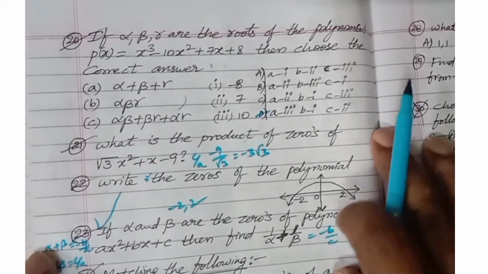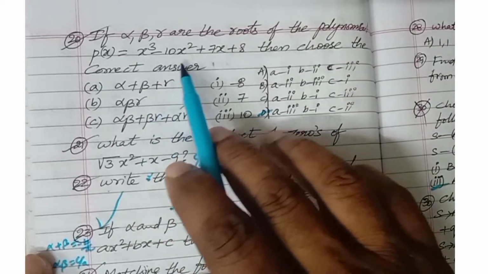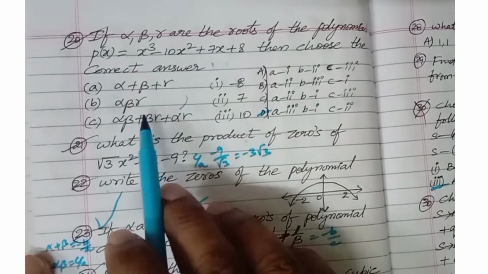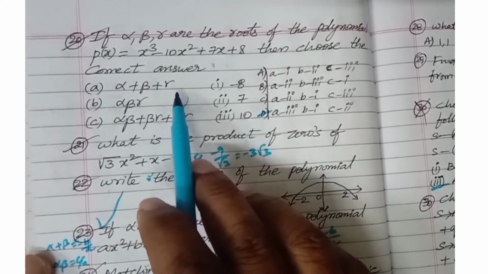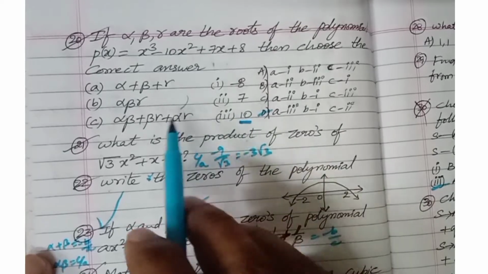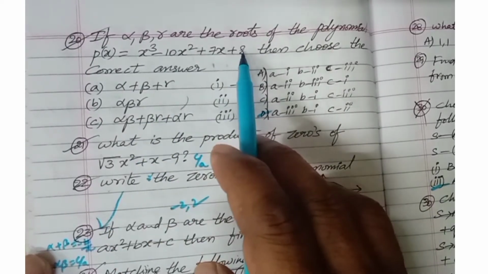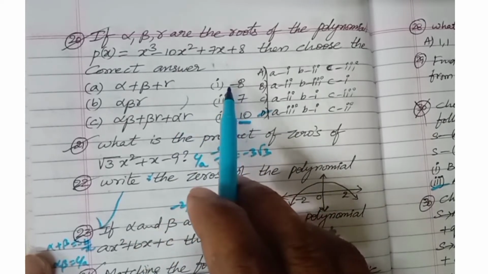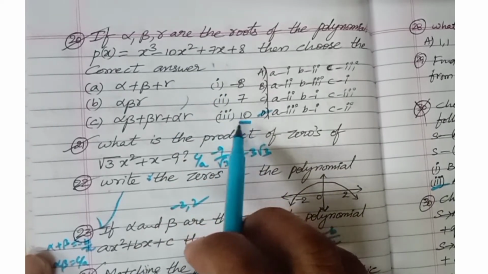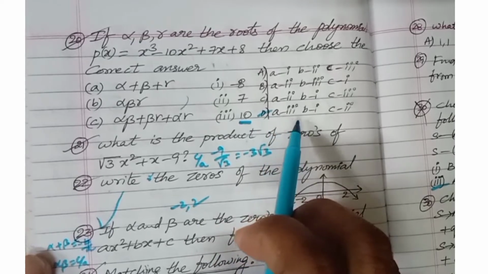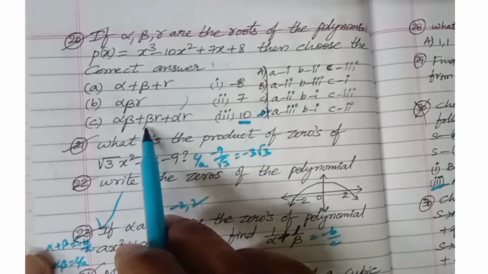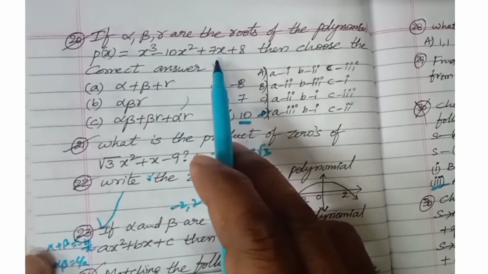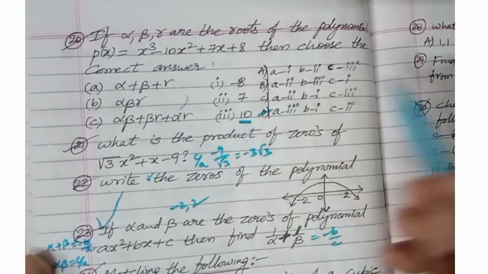If alpha, beta, gamma are the roots of the polynomial P of x equal to x cube minus 10x square plus 7x plus 8, then choose the correct answer. Alpha plus beta plus gamma is minus b by a, so you will get 10. Alpha beta gamma is minus d by a, so here you will get 8. So A is the third one, B is the first one, and alpha beta plus beta gamma plus gamma alpha is c by a, 7 by 1, you will get 7.